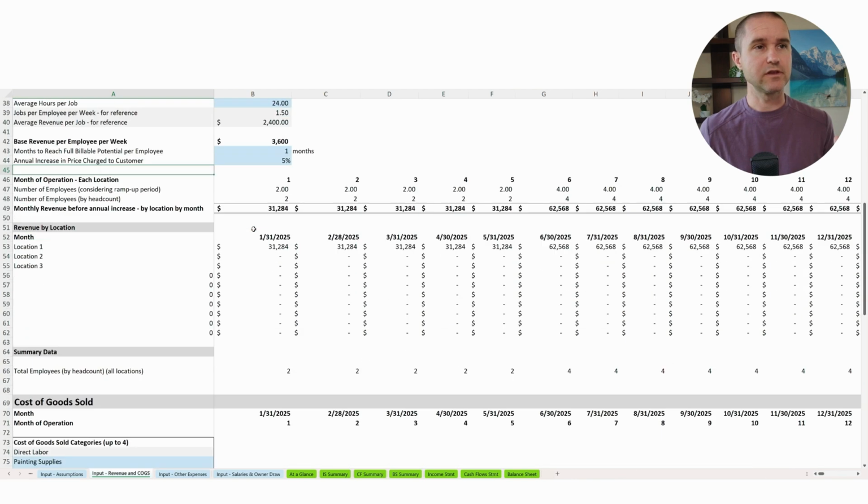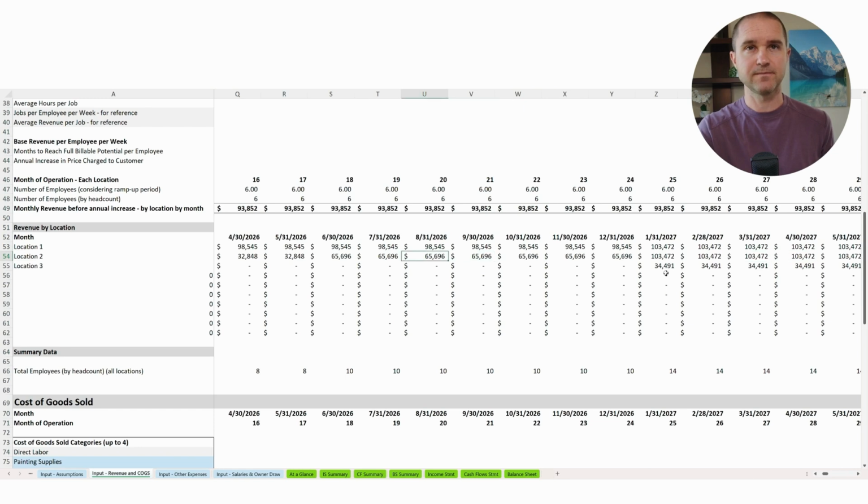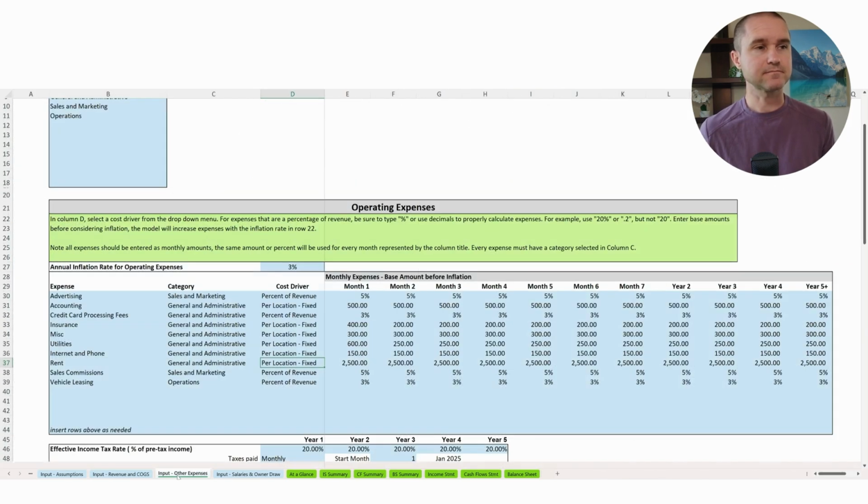All of this is really exactly the same. You can see here now this revenue as it ramps up as you add in a second location here in month 13. Now we see revenue coming in from that second location and so on. And then this is all exactly the same as well. This looks exactly the same between the 2 variations.